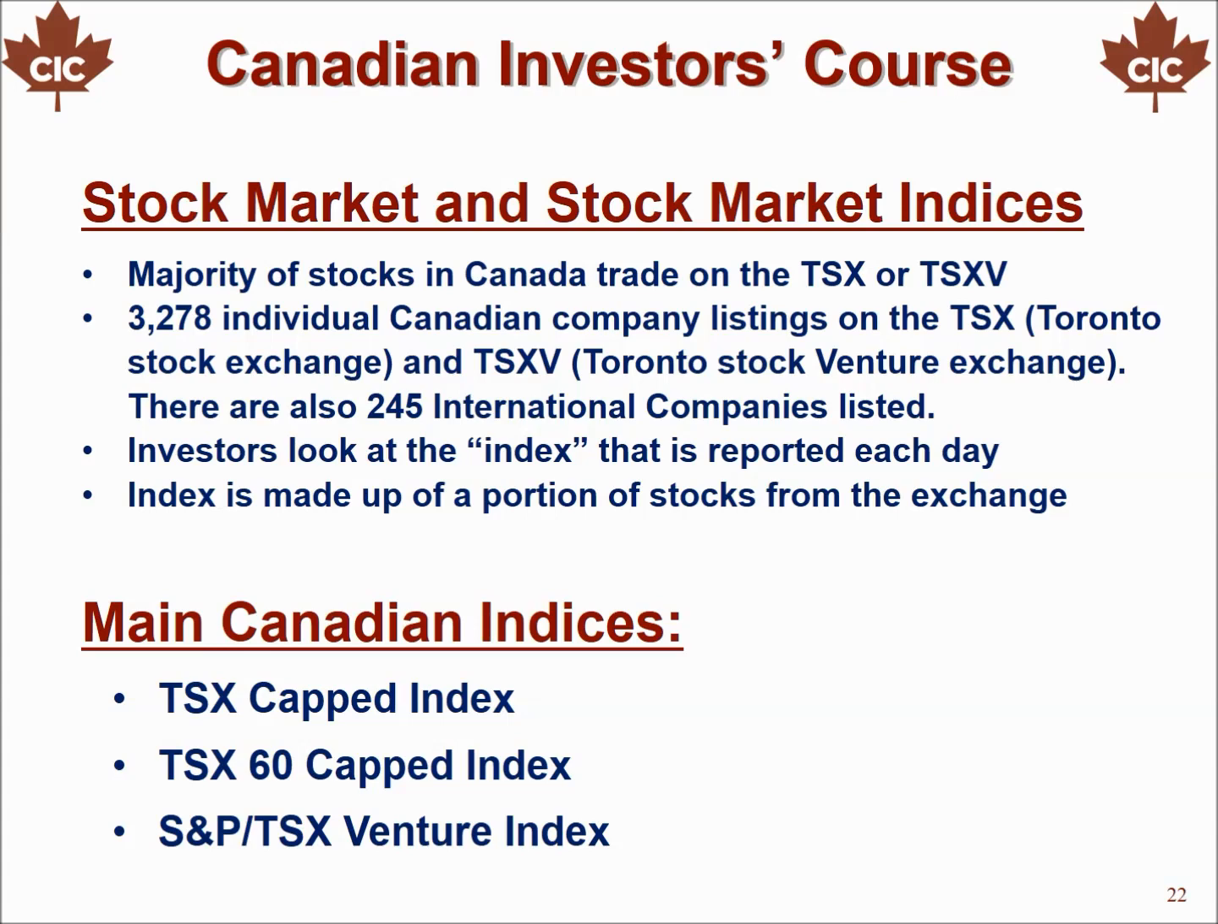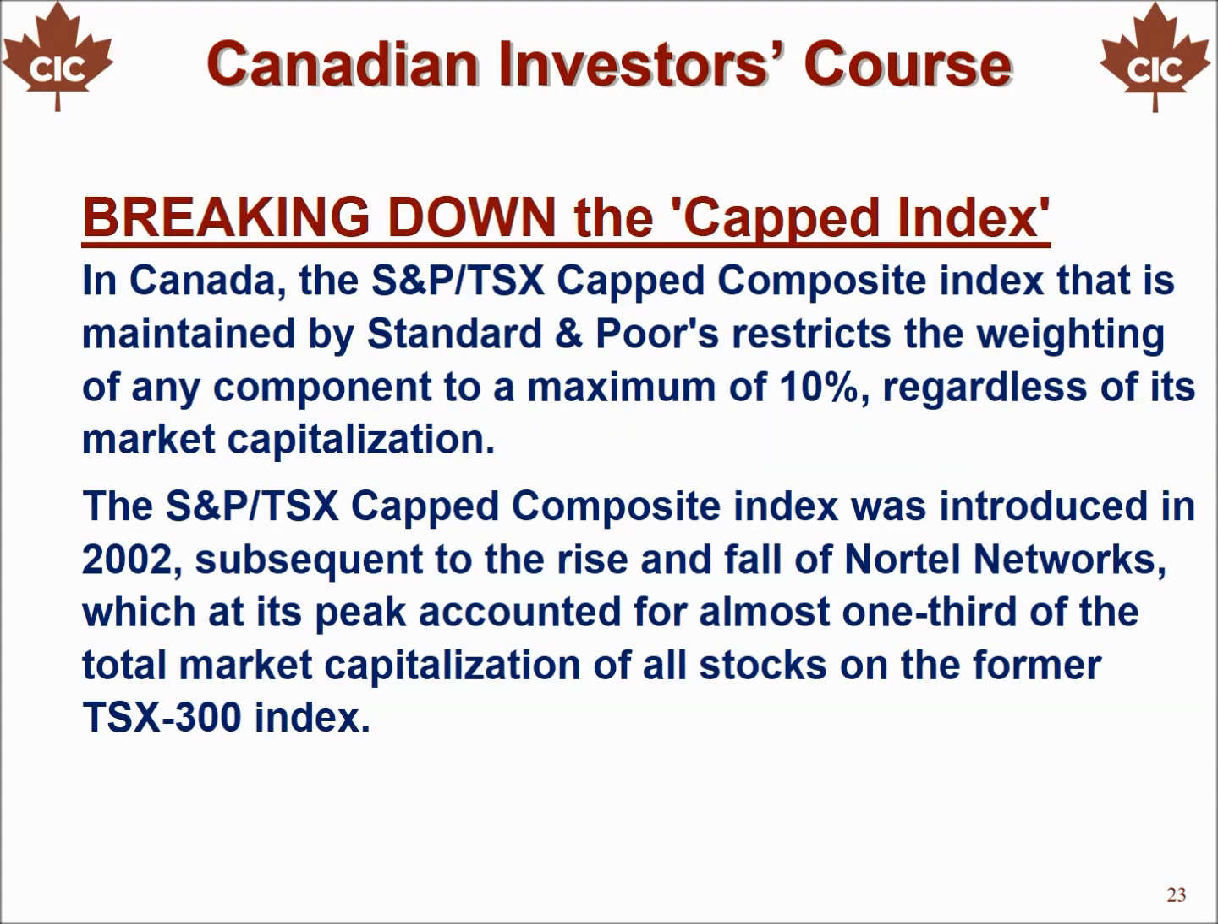So let's break down the Capped Index. In Canada, the S&P Capped Composite Index, which is maintained by Standard & Poor's, restricts the weighting of any component to a maximum of 10%, regardless of market capitalization. The idea is that if you got a Nortel that becomes 30% of the exchange, only 10% of the portfolio would consist of Nortel. The S&P TSX Capped Composite Index was introduced in 2002, and it was subsequent to the rise and fall of Nortel, which at its peak accounted for almost a third of the total market capitalization of all stocks on the former TSX 300 index.